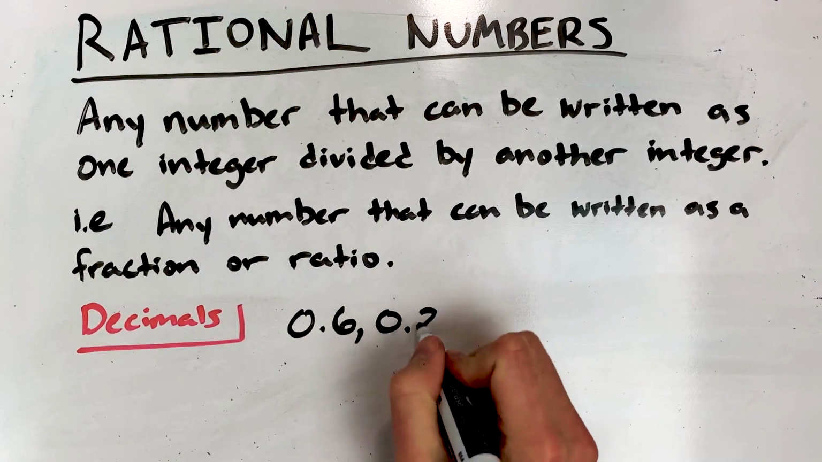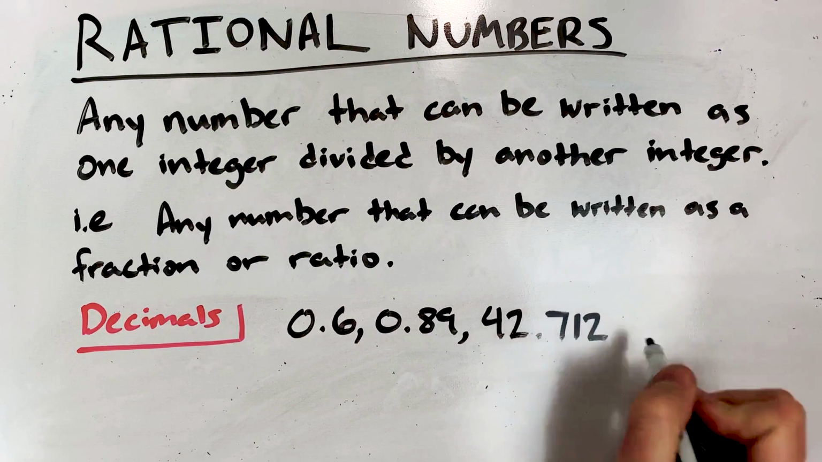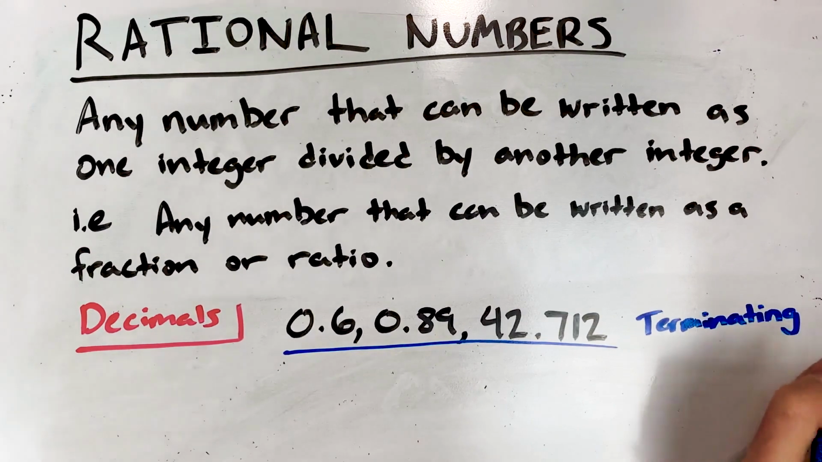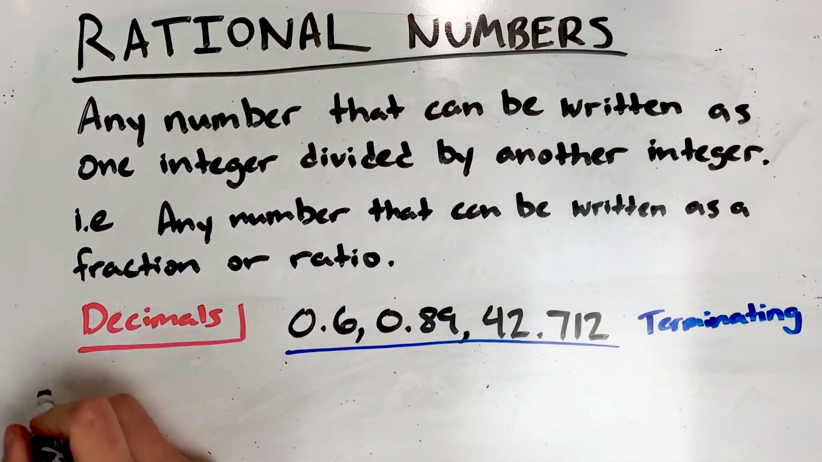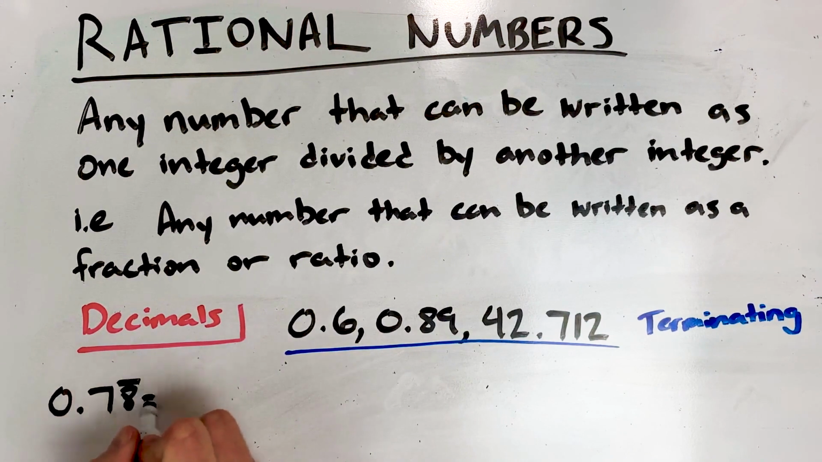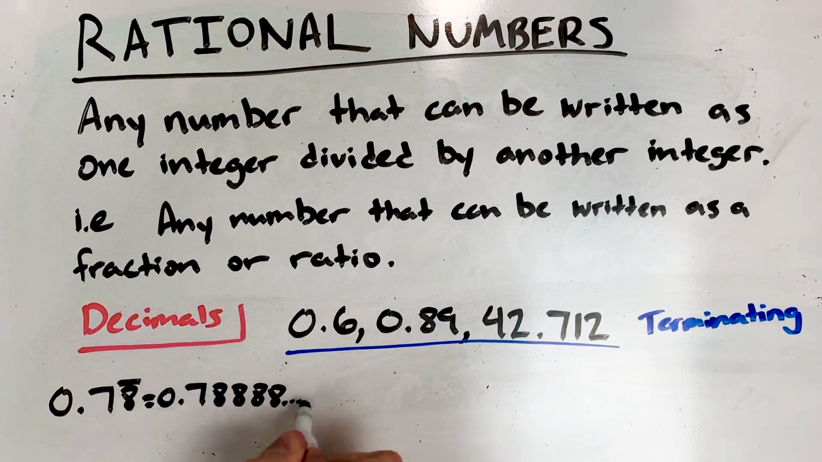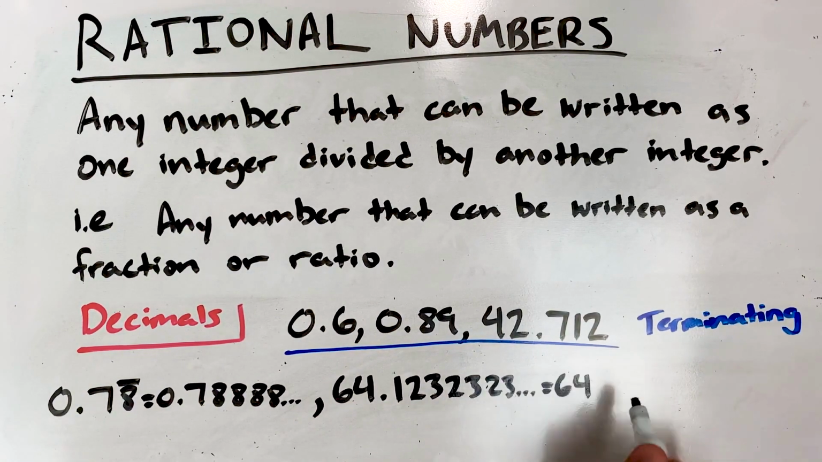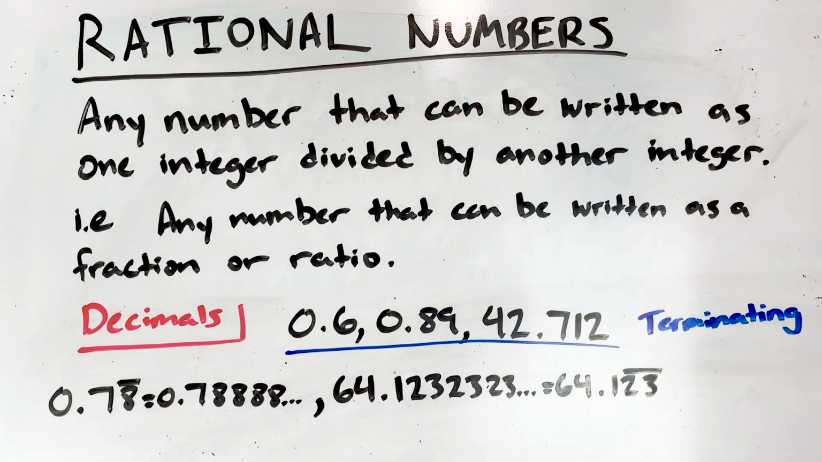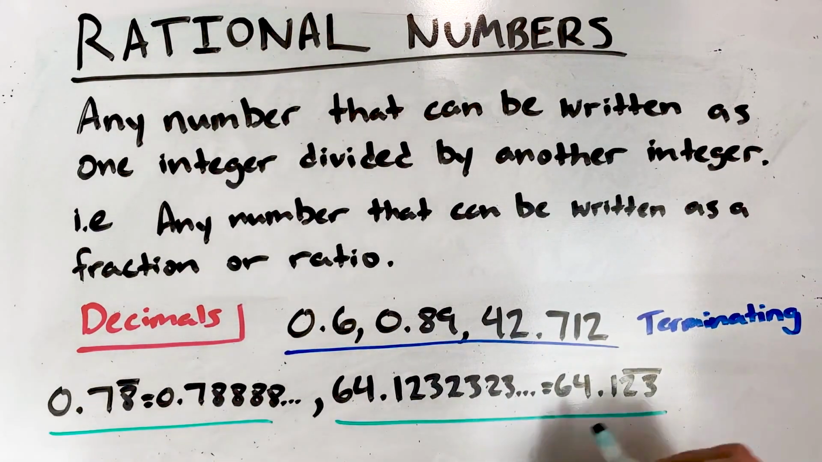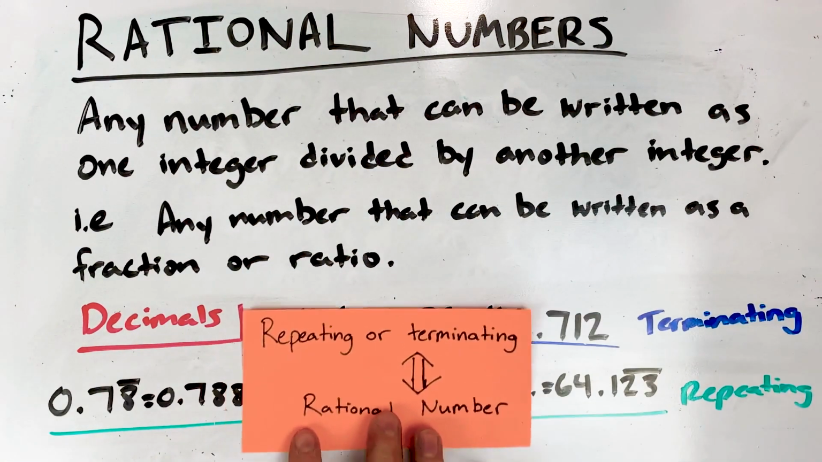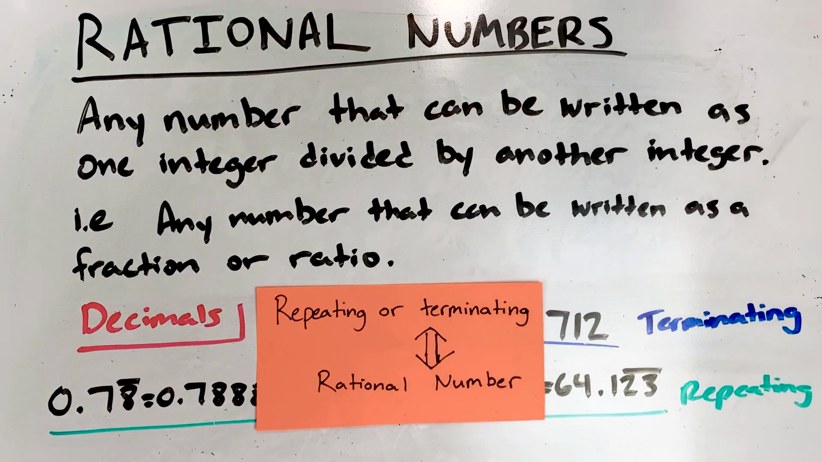Now let's talk decimals for a second. Every number has a decimal expansion, meaning it can be written as a decimal. In particular, every fraction can be written as a decimal, but not every decimal can be written as a fraction. Only decimals that terminate, like 0.6 or 0.89, or decimals that eventually repeat, like 0.788888 repeating, or 64.1232323 repeating, can be written as fractions. Notice the bar above the 8 means to repeat 8 forever, and the bar above the 23 means to repeat 23 forever. Since these repeating and terminating decimals can be written as fractions, that makes them rational numbers.